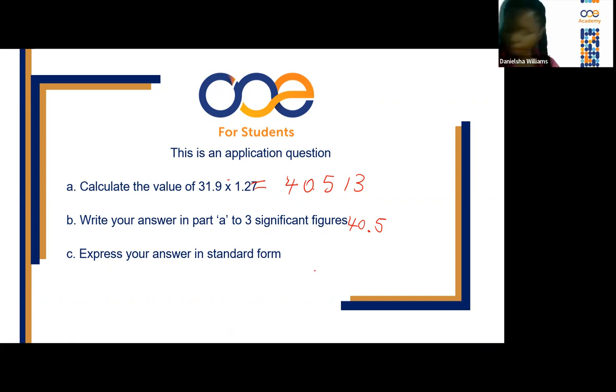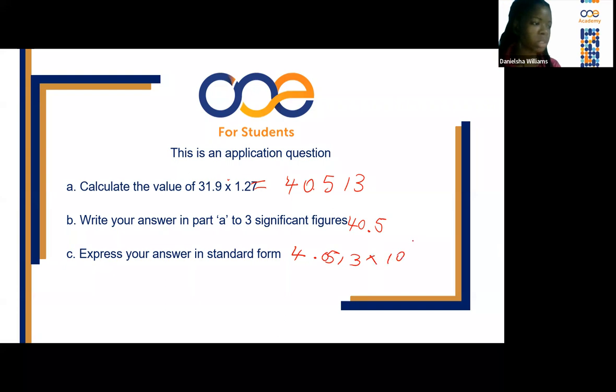Okay, so with the responses, it will be 4.0513 times 10. Or if you want to put the 1 for the first part, that's fine. So Ophelia, the reason we couldn't accept the 40 is that it has to be in your general form for standard form. So this first term must be less than 10. It must be greater than 1, or it could also be equal to 1.